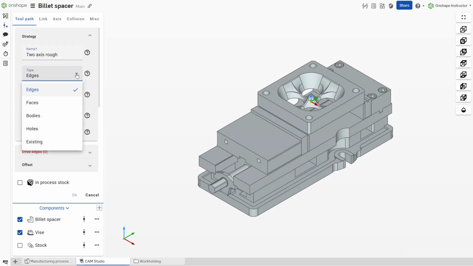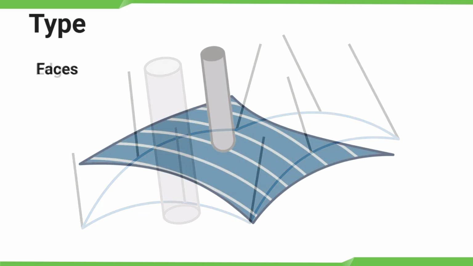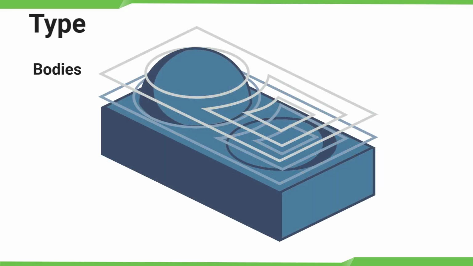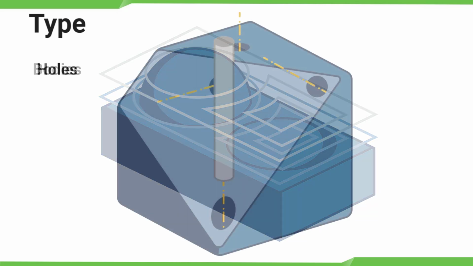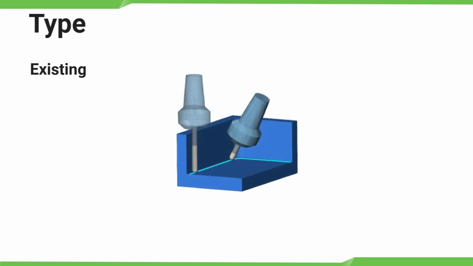Click the type dropdown to expand it. Options vary based on the tool used. Edges calculates based on wireframe input drive edges. It works without any machining faces. Faces calculates based on input drive bodies. Bodies calculates based on entire input bodies or selected faces. Holes calculates based on input holes. Existing calculates based on existing operations to control how one operation translates to the next.